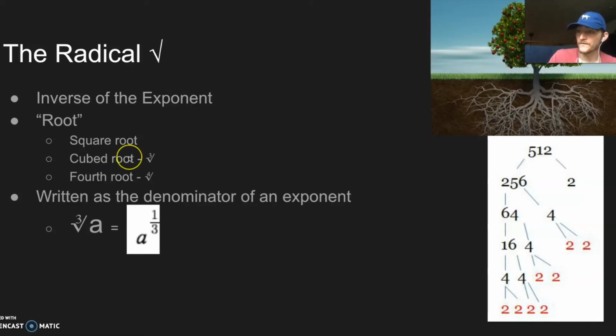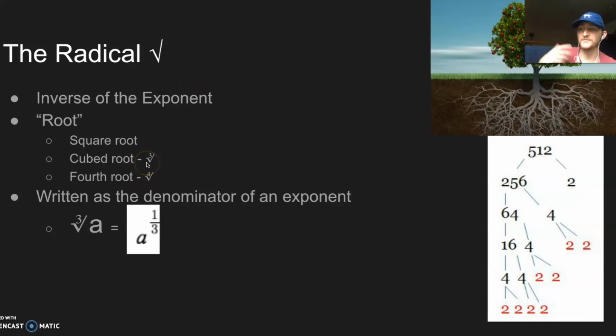For the second root, we'll normally call it the square root. The reason we do that is because originally roots were used to find what the sides of a square would be if we know the area. For example, if the area of a square is 16, then the square root would be 4, because one side of the square would be 4, the other side would be 4, and then the area of the square would be 16.